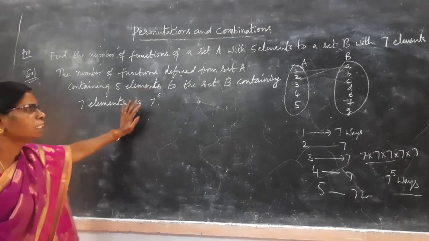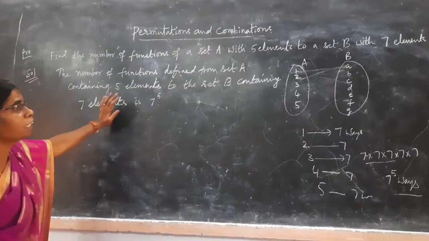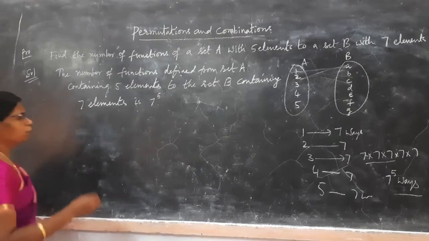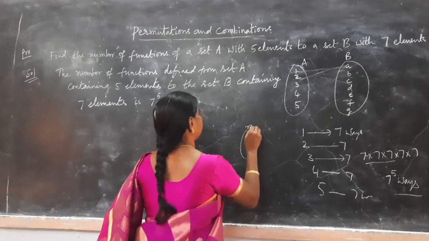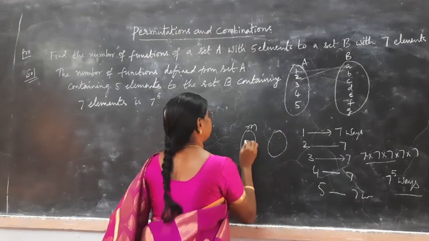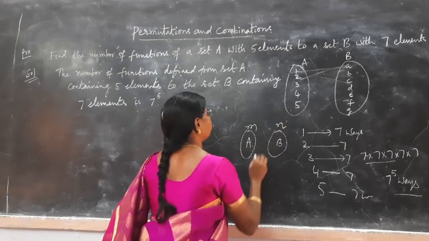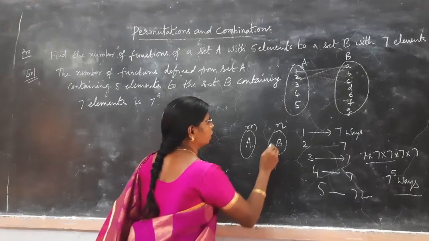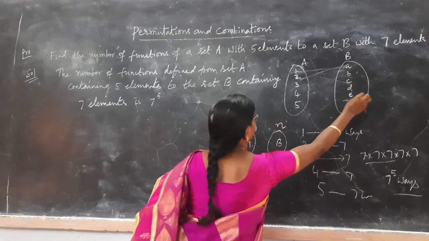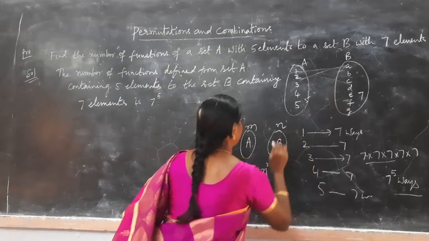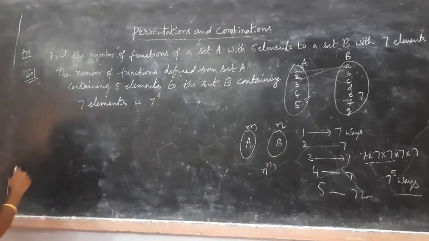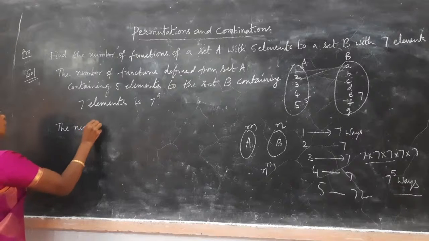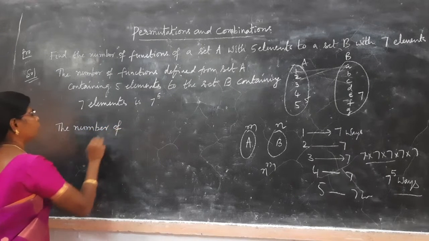Okay, so this concept can be generalized. Here I took 5 elements in set A and 7 in set B. Instead, suppose set A has m elements and set B has n elements. In this case, how many functions can be defined? n power m. So here, 7 power 5: 7 is the number of elements in B and 5 in A, so in general it is n power m. So this example can be generalized like this. You can remember this as a formula whenever you need to find the number of functions.